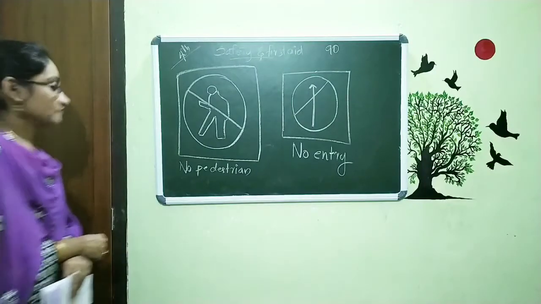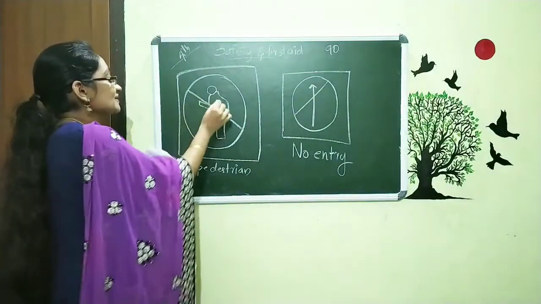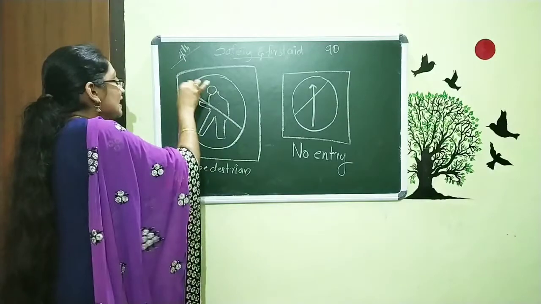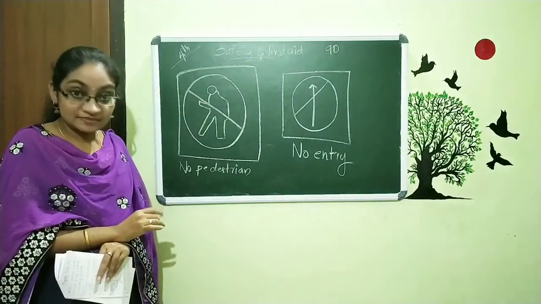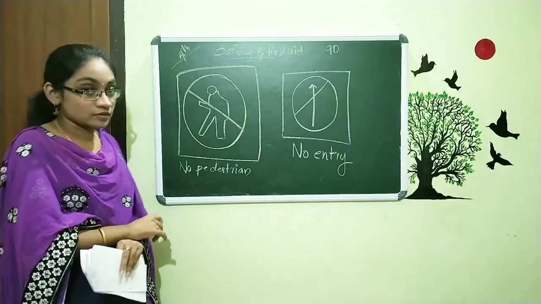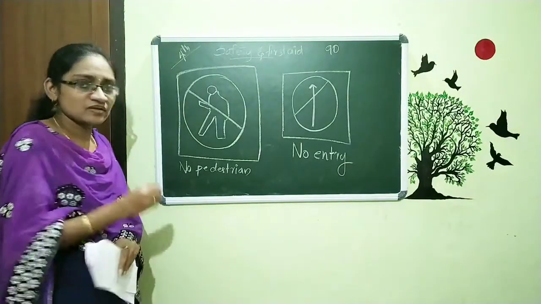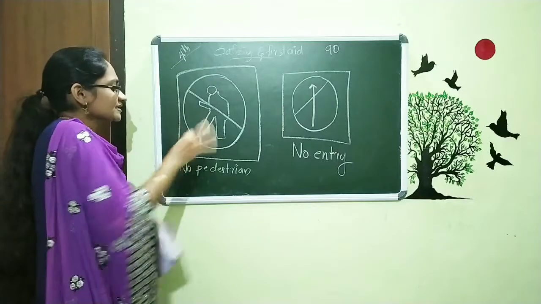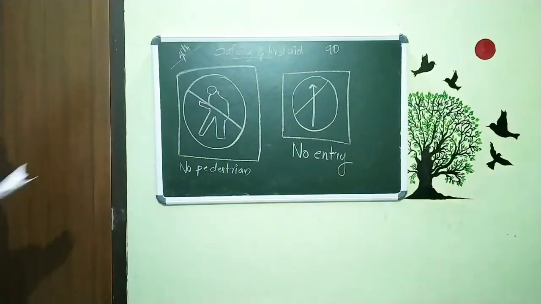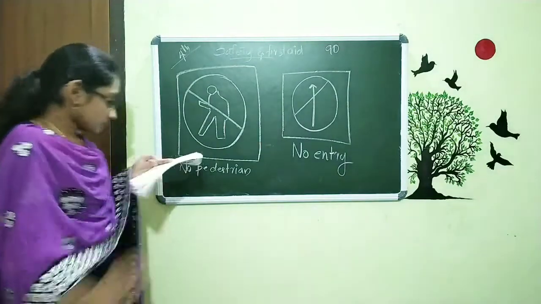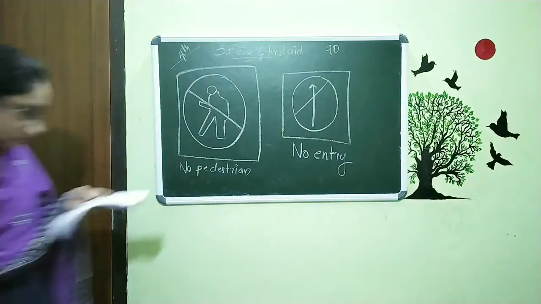No pedestrian. So the symbol is this: a person is walking and then a crossed line is there within a circle, and that symbol is no pedestrian. That means no person can walk. That is the meaning of this. No pedestrian. Not allowed to walk through the area. The next symbol.